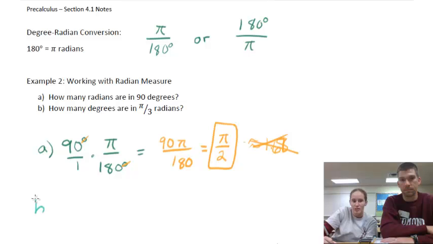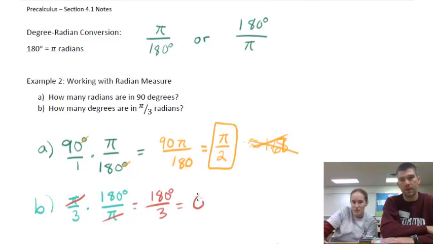Now part B. How many degrees are in pi over 3 radians? We start with pi over 3. We want it in degrees, so we multiply by the fraction that has degrees on top, 180 degrees over pi. The pi will cancel out. No more pi. So we get 180 degrees divided by 3, which we can figure out pretty easily. You can reduce 180 over 3, don't let it just sit there looking awkward. It is 60 degrees.